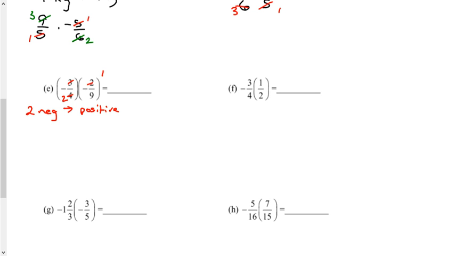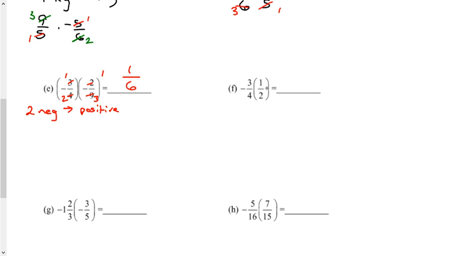Let's put a 1 here, and 2 goes into 4 2 times. Also, 3 goes into 9 3 times. 3 goes into 1 1 time. There we go. So 1 times 1 is 1. On the bottom, I get 2 times 3 is 6. And then I have negative times negative is a positive. So my answer is positive 1/6.